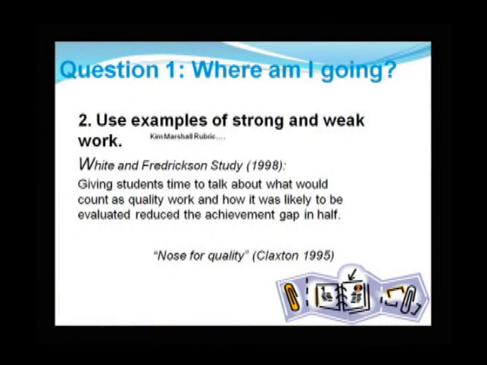Second one. Where am I going? Using examples of strong and weak work. Here's the research behind this.